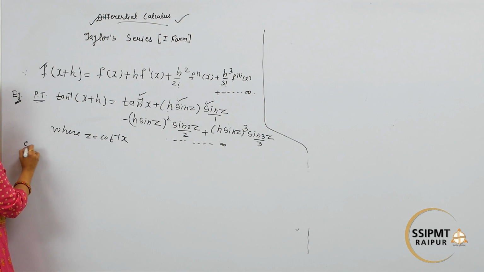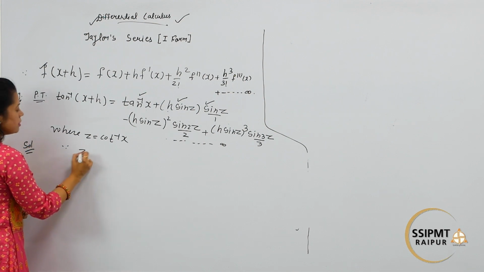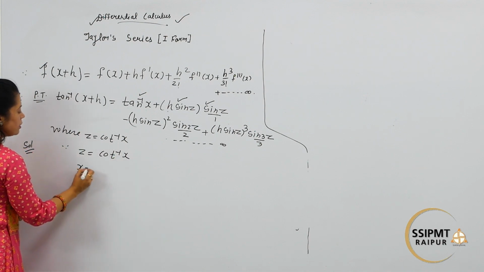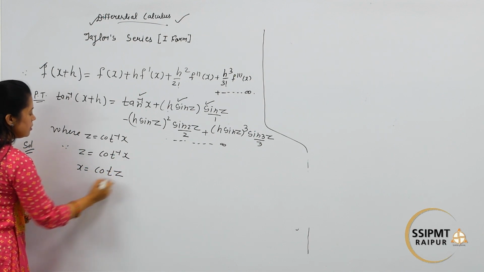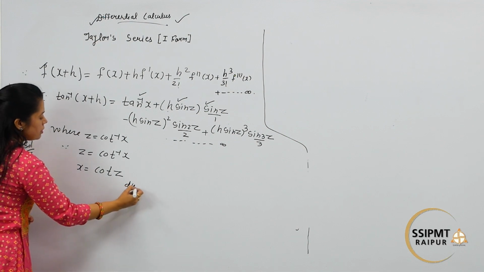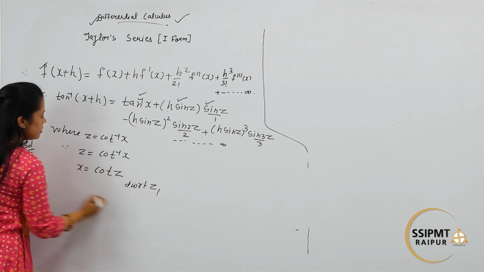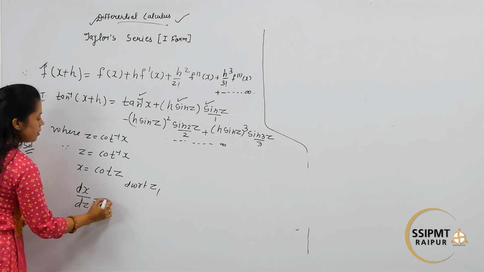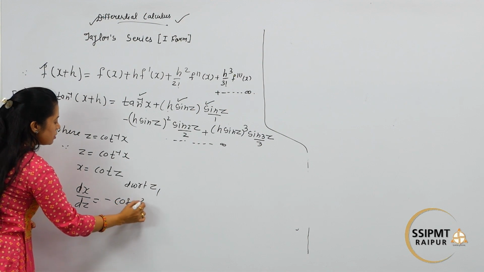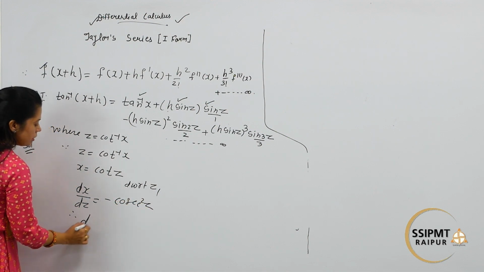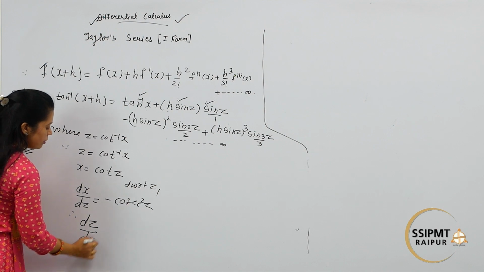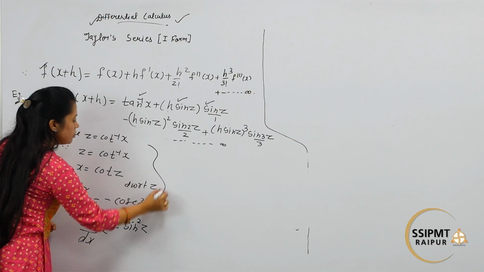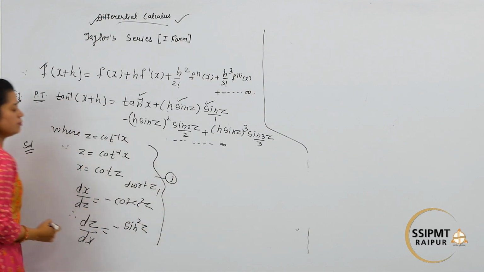So let's start. Since z is cot inverse x, x can be written as cot z. Differentiate both sides with respect to z. dx by dz will be minus cosec square z. Therefore, dz by dx can be written as minus sine square z. Now take it as equation number 1.